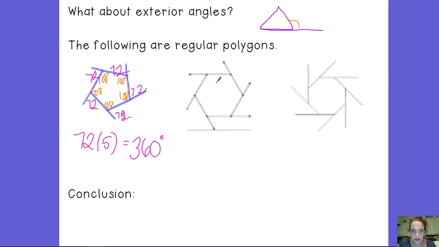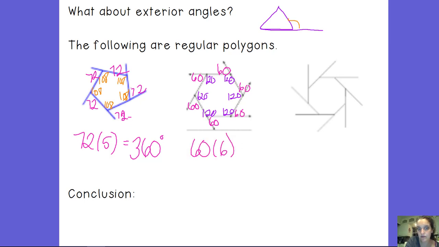Interesting. Okay, let's do this hexagon. So in each hexagon, all the angles add up to 720. And so if I divide that by 6, each angle is 120 if it's regular. So that means that these interior angles form linear pairs with these exterior angles. So 180 minus 120, these are all going to be 60 degrees. So each of my exterior angles is 60 degrees. And I have 6 of them. Well, 60 times 6 is 360.